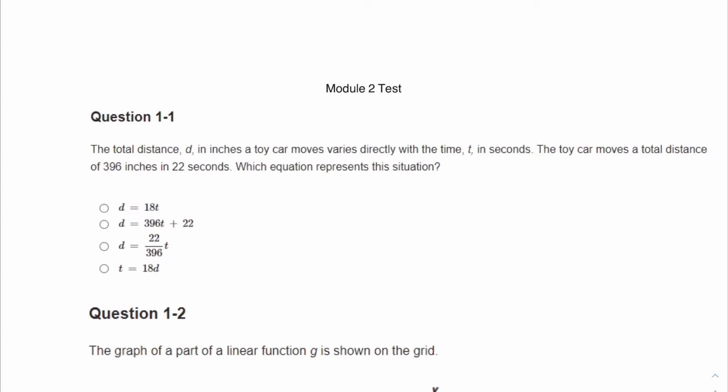Hello everybody. In this video I'm going to show you step by step my thoughts on how you would answer the Module 2 test, which is over linear equations.